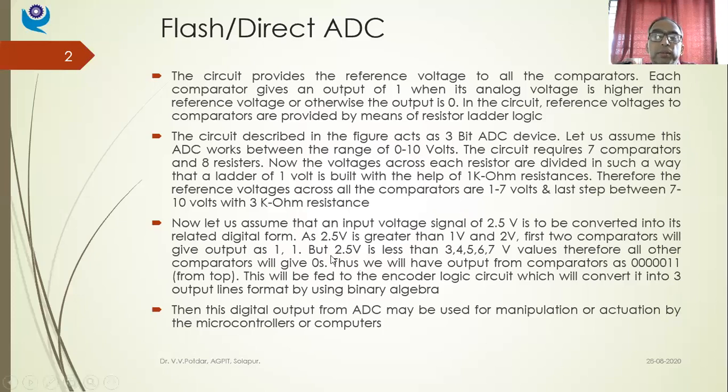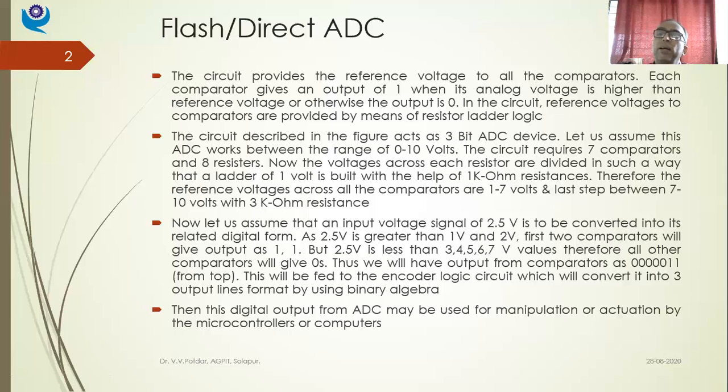Let us resume. Now let us assume that an input voltage signal of 2.5 volts is to be converted into its related digital form. As 2.5 volts is greater than 1 volt and 2 volt, the first two comparators will give output as 1, 1, starting from the least significant digit. But 2.5 volts is less than the 3, 4, 5, 6, 7, 10 volt values. Therefore, all other comparators will give zeros.